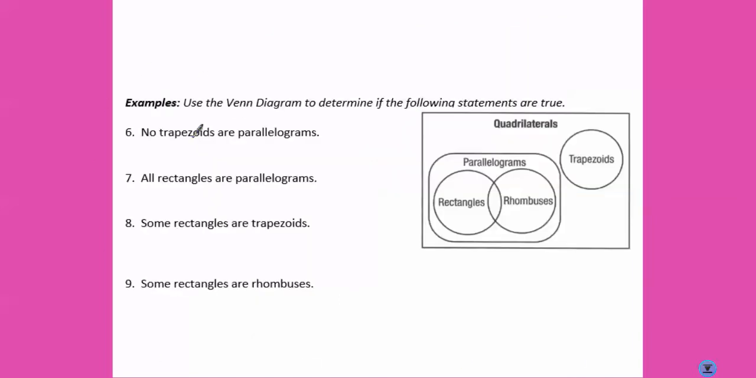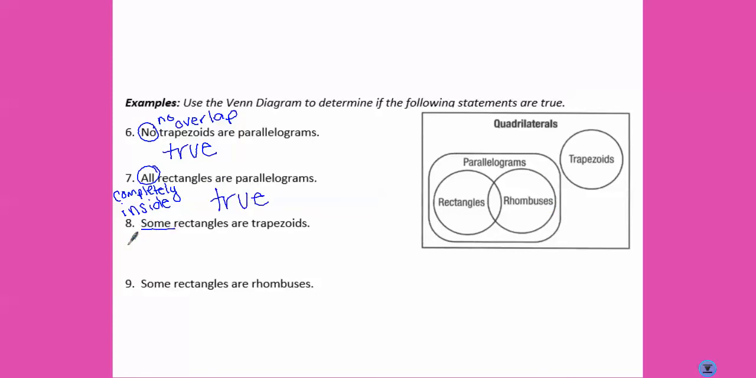So let's look at an example. No trapezoids are parallelograms. So no means no overlap. So the trapezoids cannot overlap with parallelograms, which they don't. So this is true. All rectangles, so this would be completely inside. So are the rectangles completely inside parallelograms? They're all the way inside that bubble, so yes, that's true.